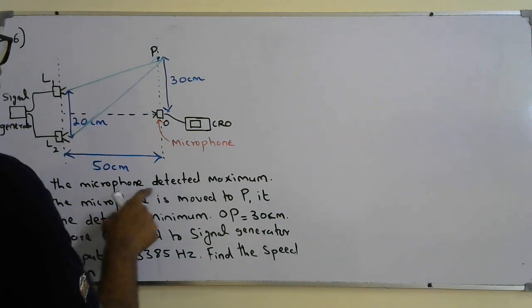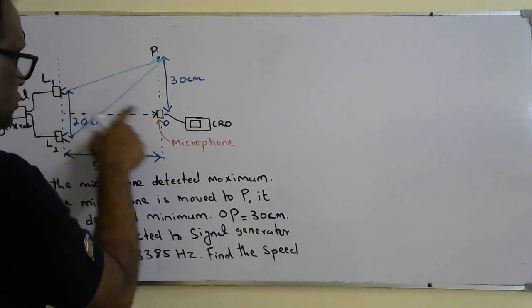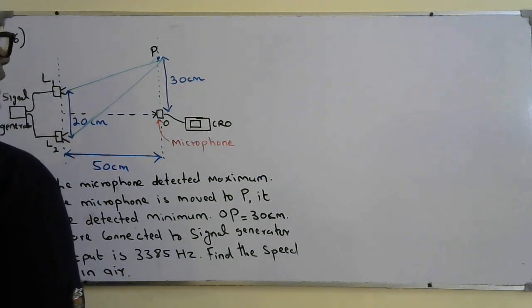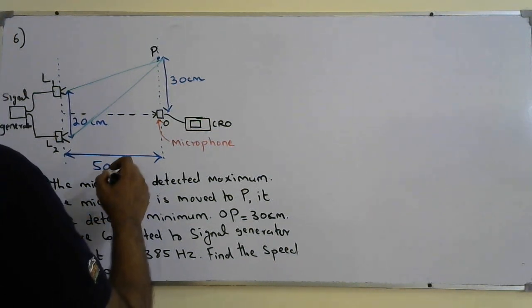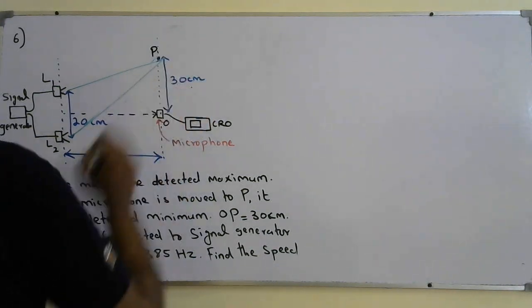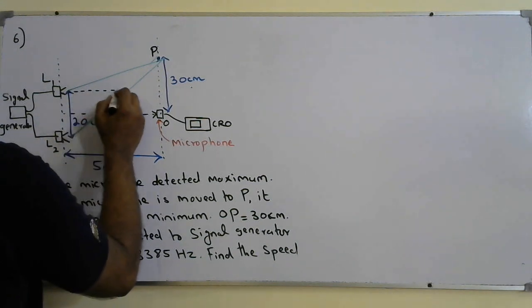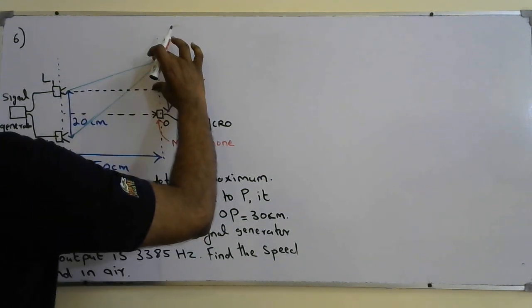So microphone detected maximum means O is the central maximum. That is path difference 0, so it should be at the center part. Okay, so we need to find this distance. We know from this to this point is 30 centimeter. I need to find this L1P, so we'll make an adjustment like this.